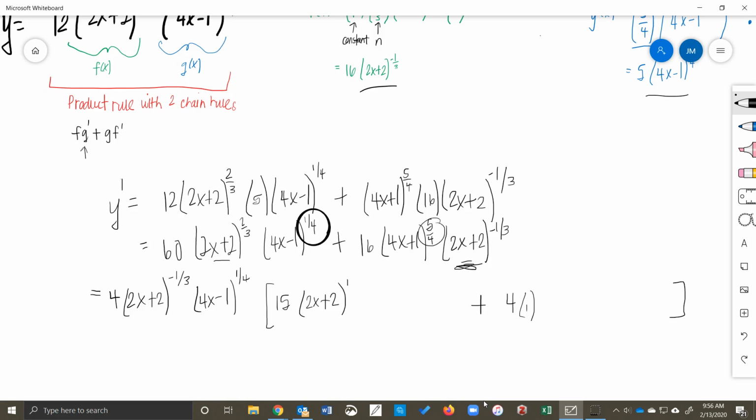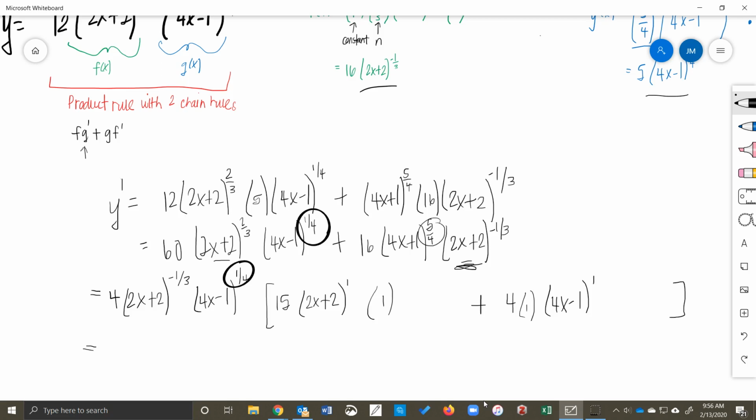And on this left side you don't have anything left. 4x minus 1 to the 1/4 divided by itself is the number 1. But on the right side it gets a little bit more interesting, and you are left with 4x minus 1 to the, okay, well, let's think about this. This is division. So when you divide, you keep your base and subtract these exponents. So 5/4 minus 1/4 is 1.